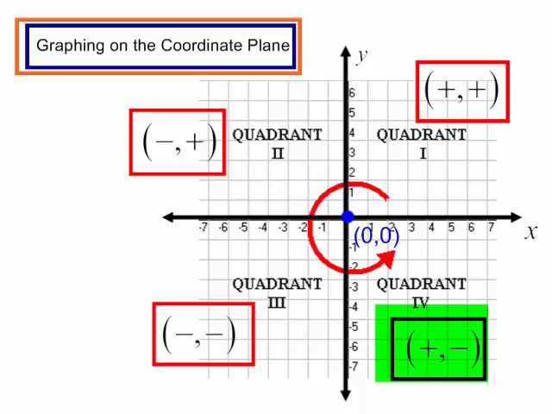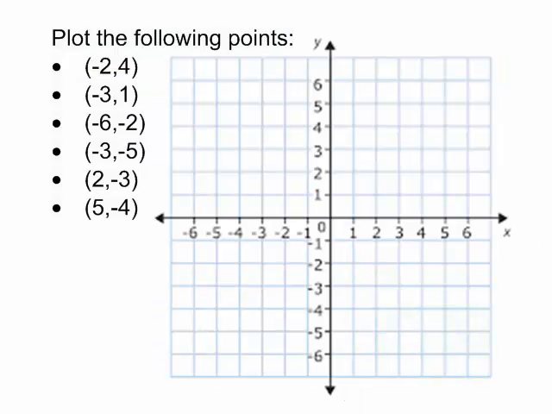Let's try to plot a few points. Plot the point -2, 4. I will start at the origin. I will go left 2, up 4. What about -3, 1? I will start at the origin. My x is negative, so I'm going to go left 3. My y is positive, so I'm going to go up 1. That is the point -3, 1.